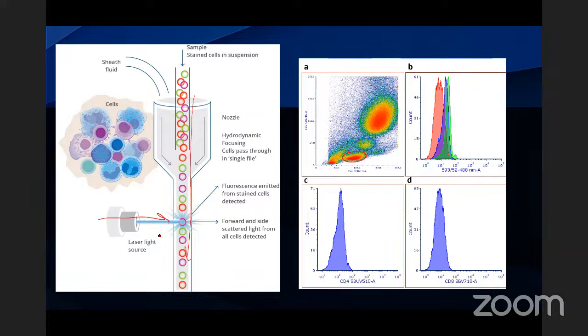The light falls on it, and the light should fall on one particle only, and then it gets scattered in two directions. Okay, so this is what is called hydrodynamic focusing, that is single file passing of the cell. And remember, whenever we see the graphs, we can see the graphs in two patterns.